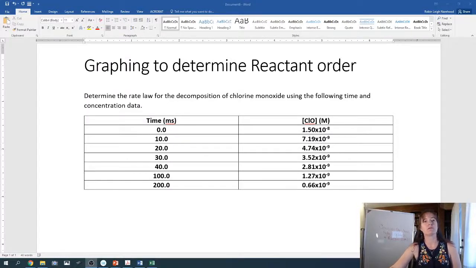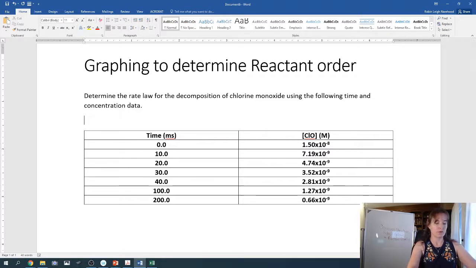In this video, we are going to be looking at determining the reaction order for a reactant in a rate law using graphs. I have prepared a table that has time versus concentration for the decomposition of chlorine monoxide. We're going to include what the reaction is. This is chlorine monoxide gas, and it is decomposing. So it's a decomposition reaction, so you have one substance breaking down into two.